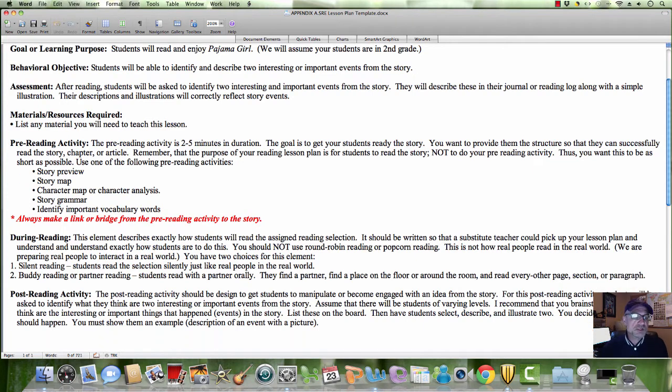If you are going to include a story map or a character map, make sure that you give an example of that. And again, picture a substitute teacher who does not know what the heck is going on, so you need to have everything right there so that teacher can come up and make it work. That's the level of detail, the level of thinking through things that you need to have on your lesson plans. Always make a link or a bridge from the pre-reading to the story. Okay, this is a story about, in this story this will happen, let's read to find out. All right, make some link.